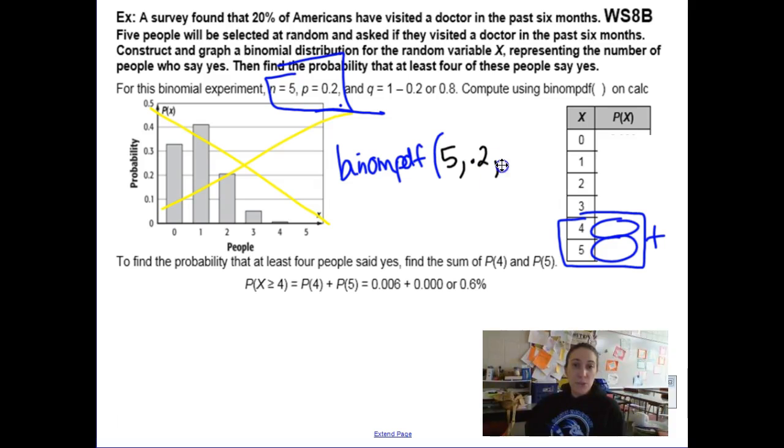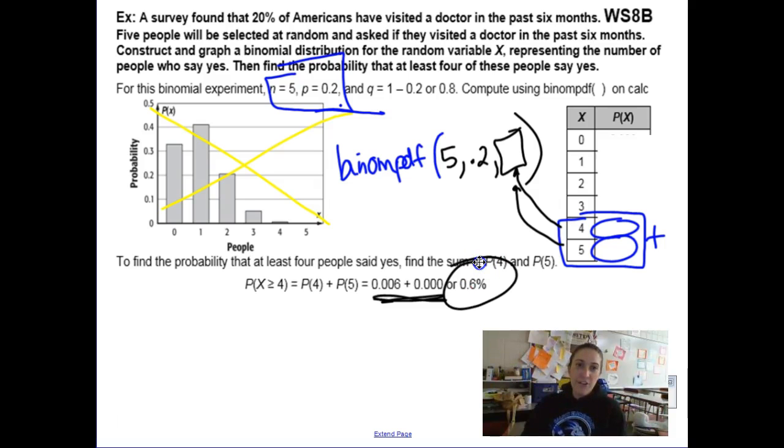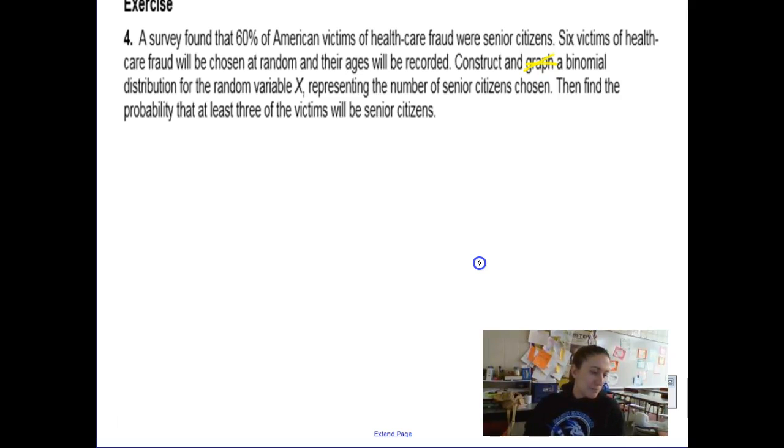Probability of success is 0.2 in both cases, but this number was going to change. So the first time we did it, we did 4, and then the next time we did it, we did 5. And we added up these 2 probabilities, which gives that teeny tiny probability. So there you go, nice refresher of binomial probability. This one, let's go ahead and do.